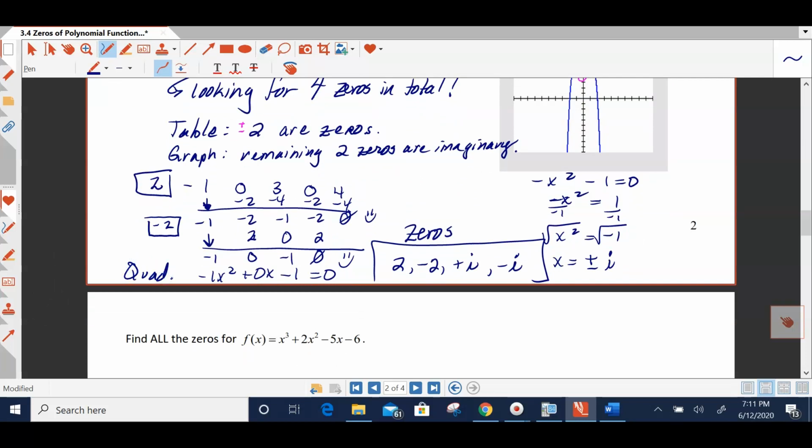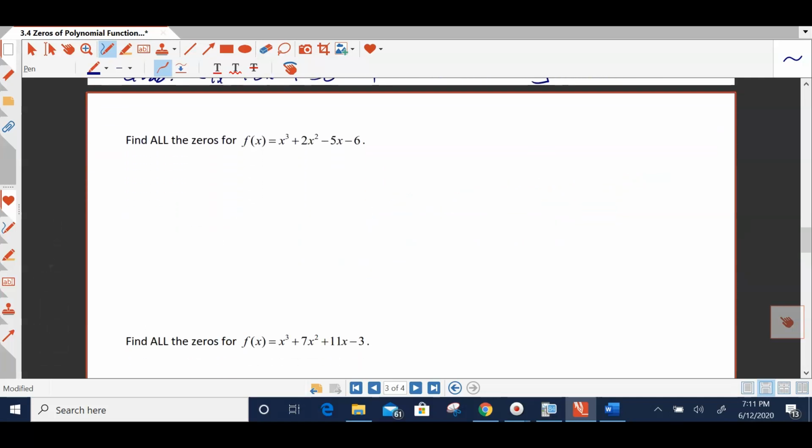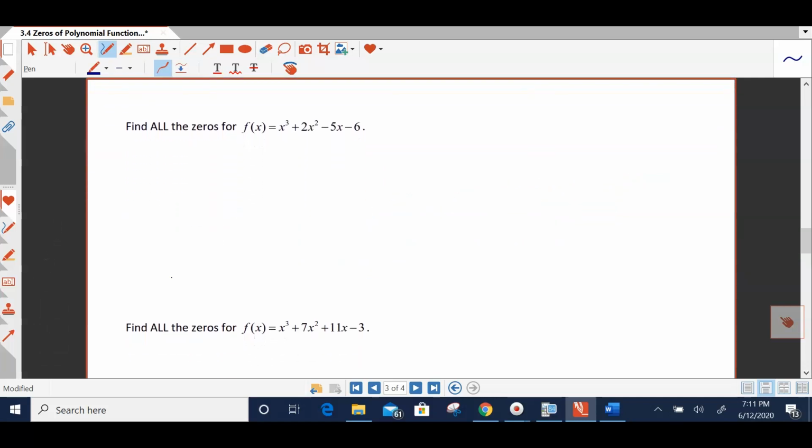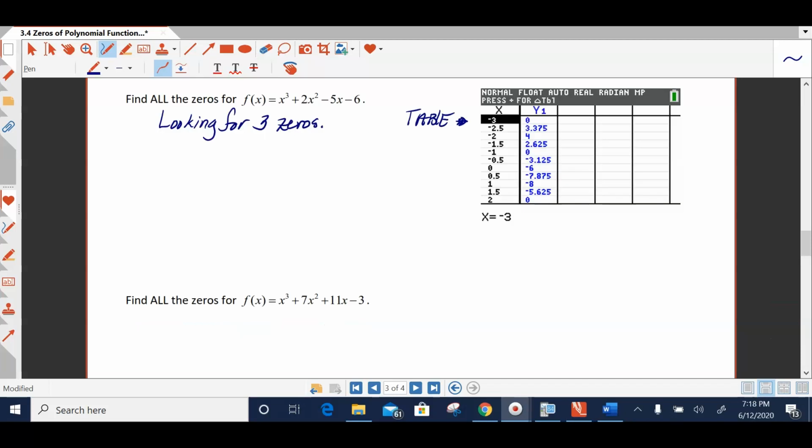So I want you to try this one. Pause the video and use the steps that I just used to find all the zeros. I'm gonna pause mine too while I work it. Well, did you put that in your calculator? I put it in my calculator and looked at my table, and here is my table on the right-hand side. I knew I was looking for 3 zeros because the degree is 3. And as I scrolled through my table, I got lucky.